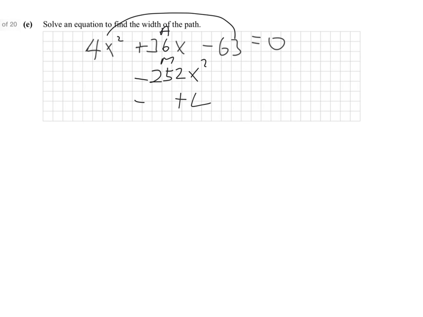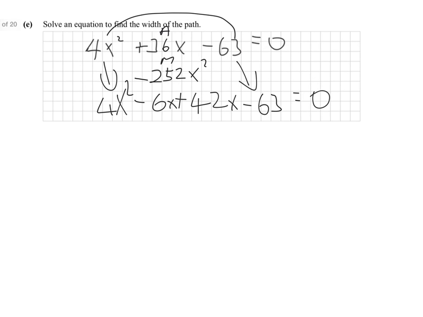And minus 6. But we also have to remember, when we multiply these, we have to get x squared as well. So it's going to be an x here and an x here. So all we've really done now is we've changed the plus 36x to minus 6x plus 42x. We've kind of split it into two terms. The rest of the terms we just carry down. So we're going to carry down the 4x squared and the minus 63 equals 0.